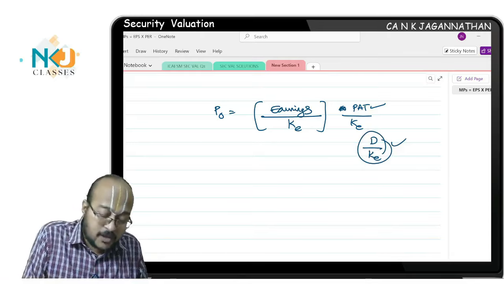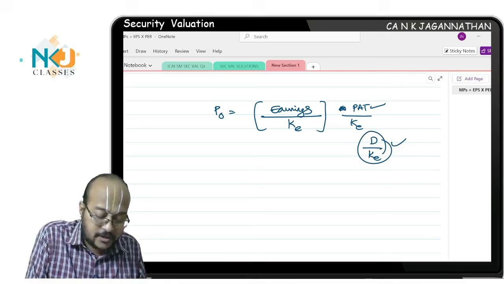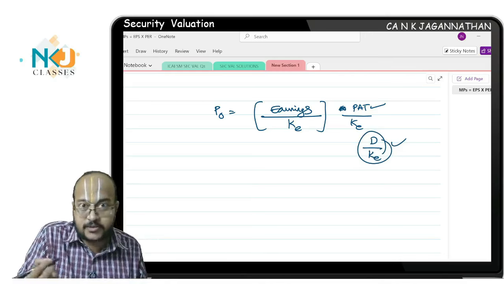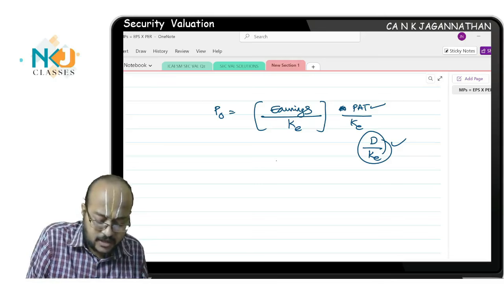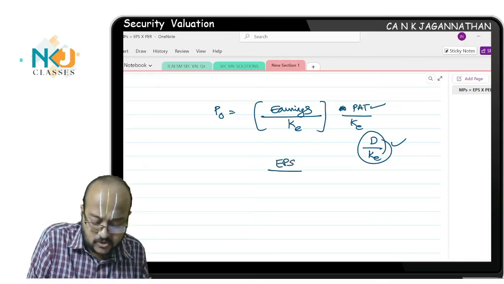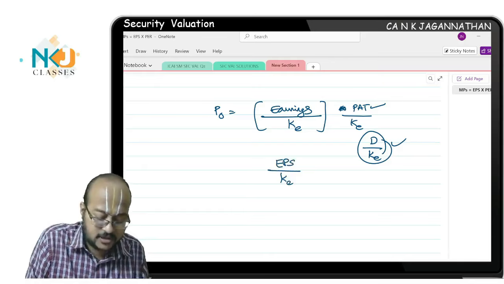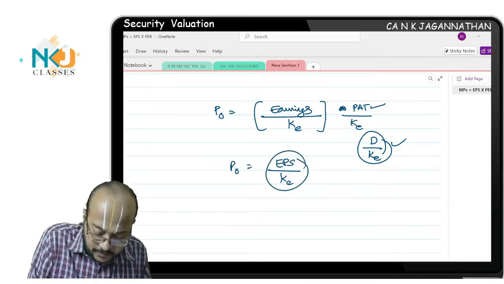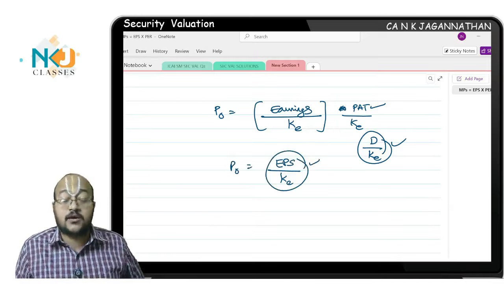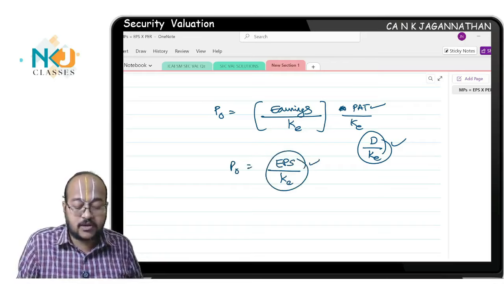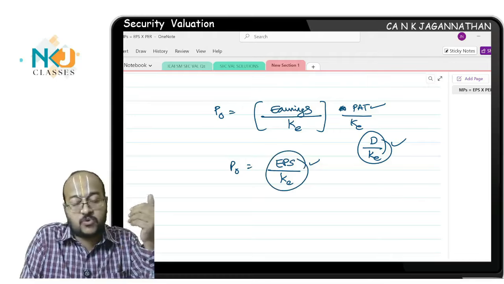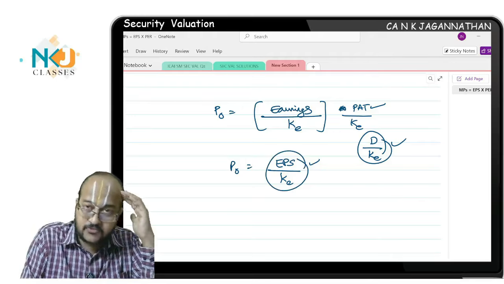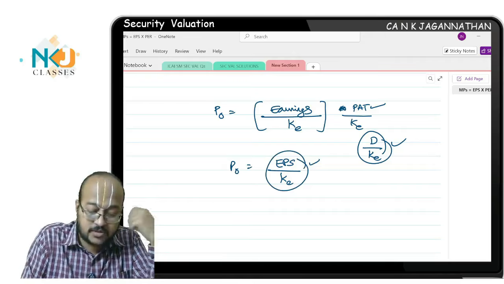This can also be written as earnings by KE. Future earnings I can capitalize, which is the capitalization of earnings. Or I can simply write it on a per share basis: EPS by KE. Are you understanding? P0 is equal to EPS by KE. This also we can use. The question is asking about using this share valuation formula. They have solved the question. But what is the issue involved?